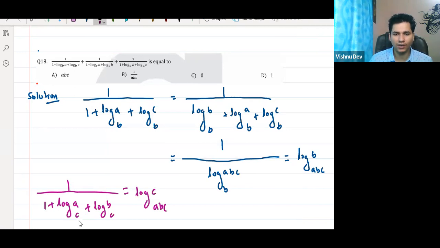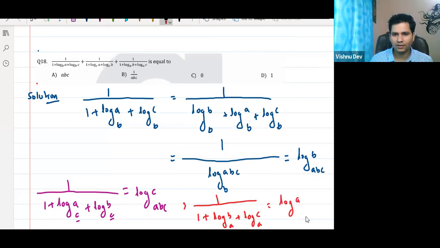Directly, because here the base is C. So C base ABC. Anyone have any doubt till this point? In the same way, what is the third term? The third term is 1 plus log A base ABC. Very good, log A base ABC. Yes or no? I guess now it is easy.